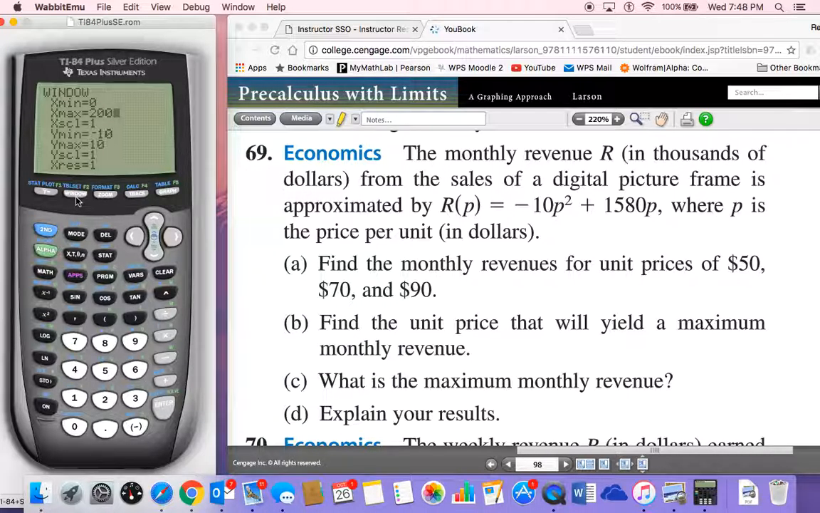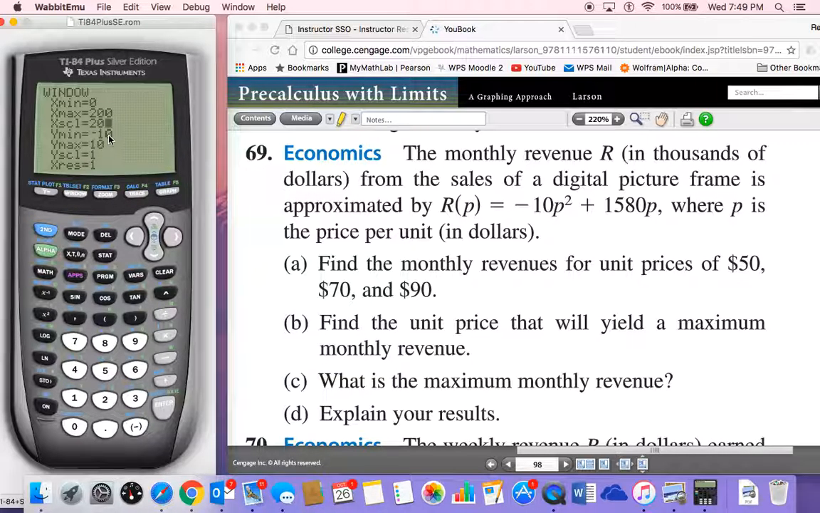And why did I make it 200? Again, it's the X value that was with the vertex. It was 80, 62,000 something, and 80 is only half. You have to double the X value, but not the Y. This X scale is not going to really change your graph. It's just how many tick marks you want on your X axis. Since I'm going from 0 to 200, I don't want to count by 1. I think I want to count by 20.